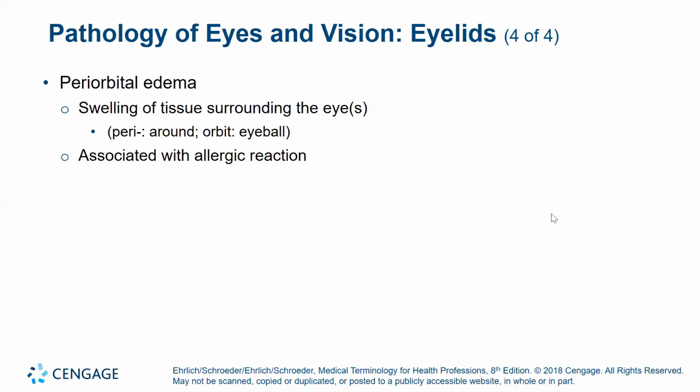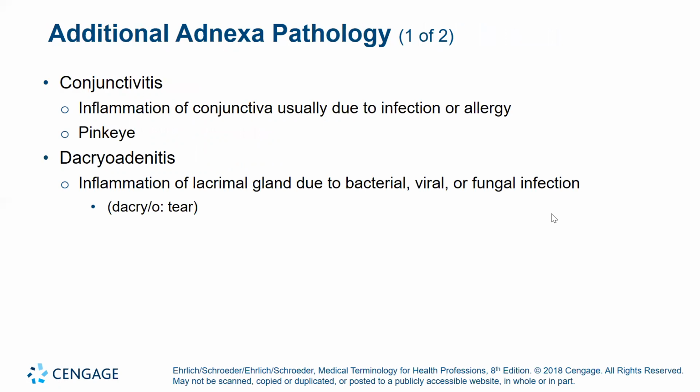The next one we have is periorbital edema. Peri means around, orbit is eyeball, so it's just swelling of tissue around the eyes. This usually is associated with an allergic reaction, where you'd have that swelling. Additional adnexa pathology. Let's take a look at some of these medical terms. Conjunctivitis is inflammation of the conjunctiva, usually due to infection or allergy. Itis is inflammation, and conjunctiva is the conjunctiva, also known as pink eye.